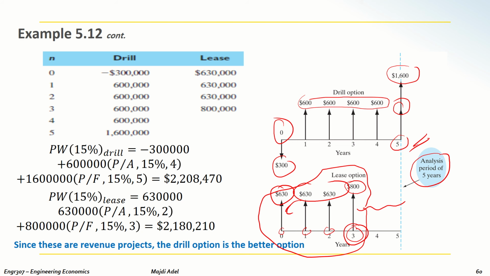So obviously, this is a revenue project. Since it's a revenue project, the most profitable option is the one that gives the highest present worth. The project with the highest present worth is the most profitable option. So the drilling option is the most profitable option.